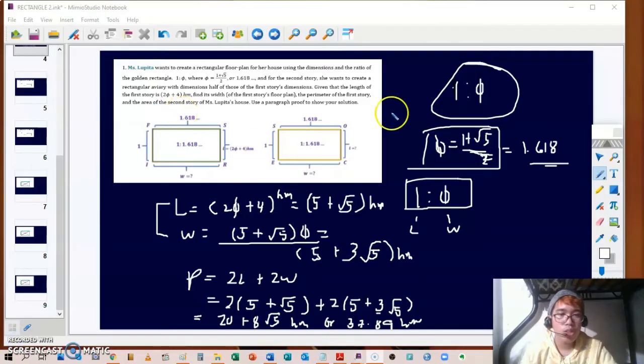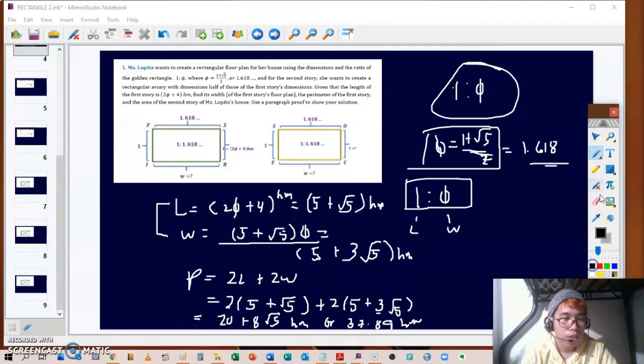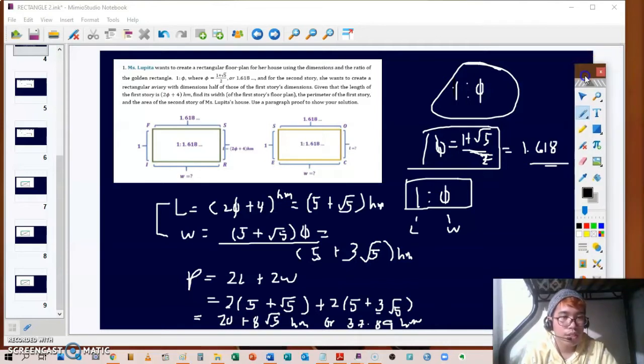Having solved for the dimensions of the first story, the rectangular first story, we can now solve for the area of the second story. So how can we solve for the area of the second story?